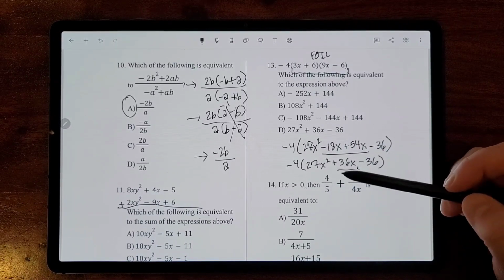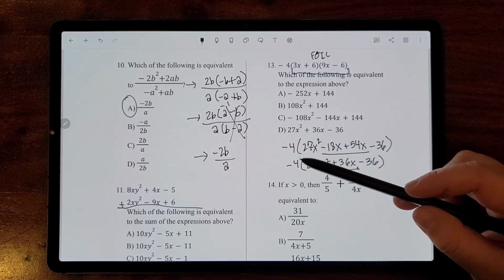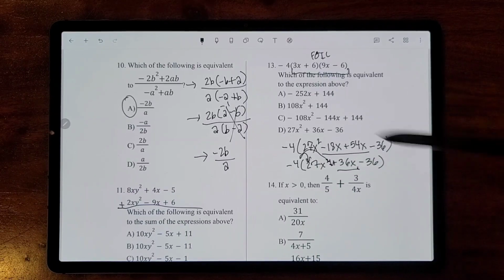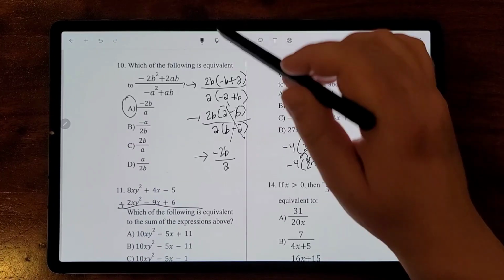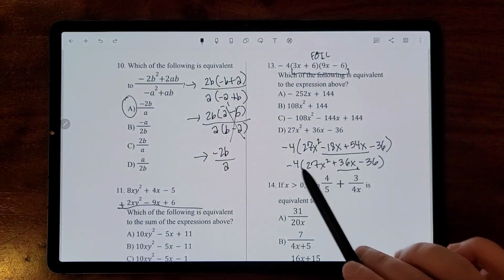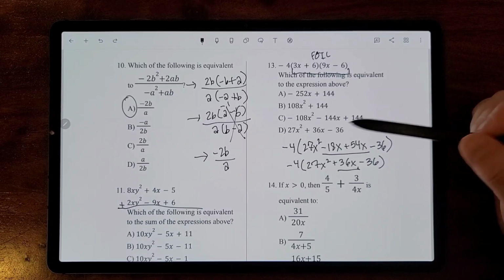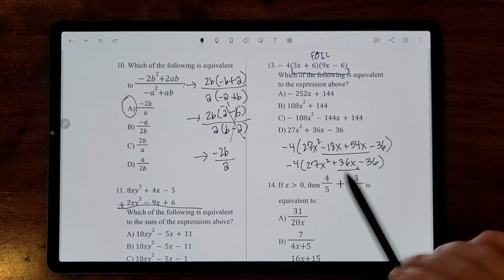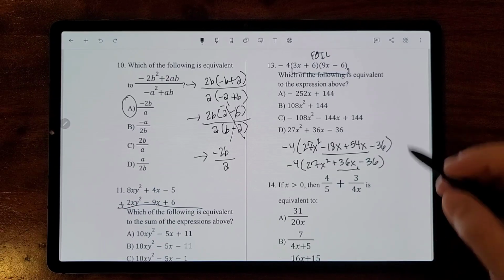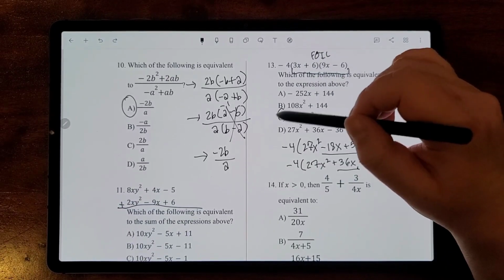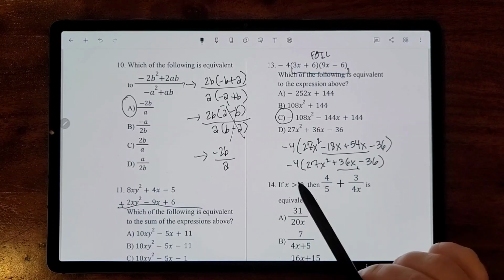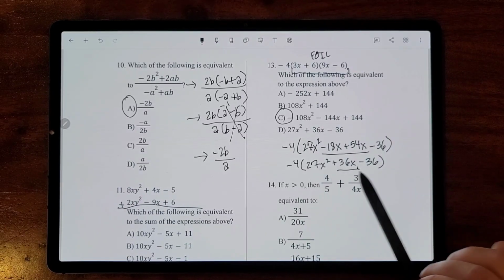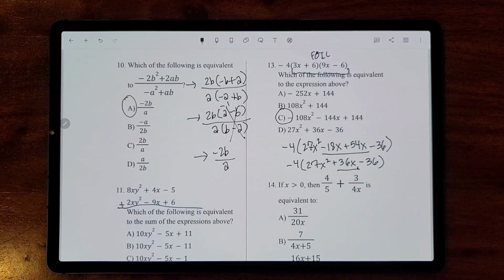And then now I'm going to distribute the -4 to each of these terms in parentheses, which means I'm multiplying by each of these. So I'm multiplying -4 times each of these terms. When I do -4 times 27x squared, I get -108x squared. So I know that it has to be this one automatically. But if you kept multiplying, -4 times 36x, you would get -144x, and then -4 times -36 would be +144.